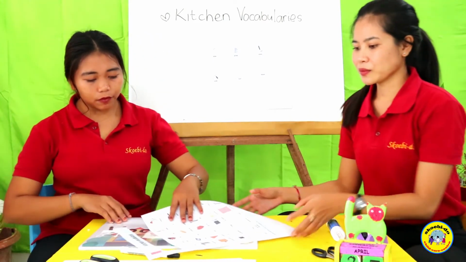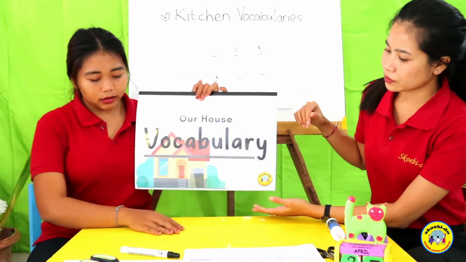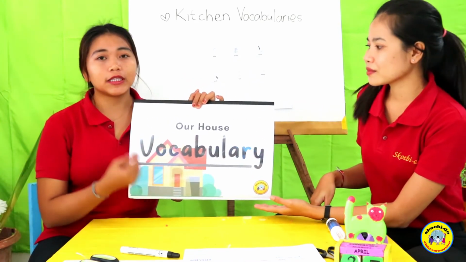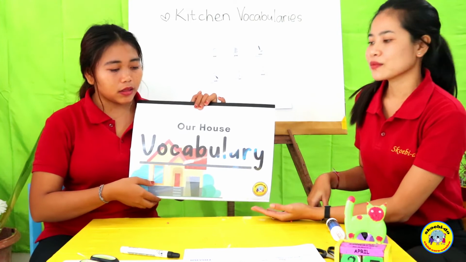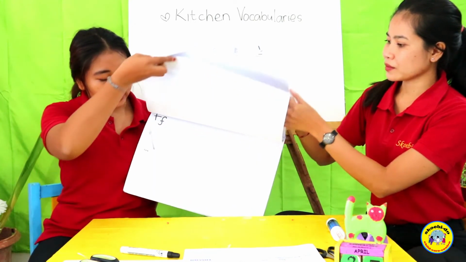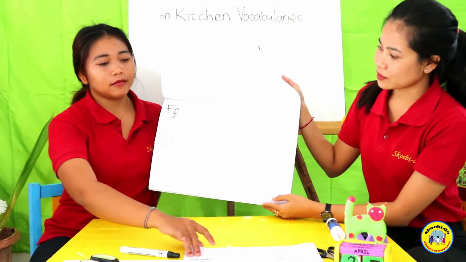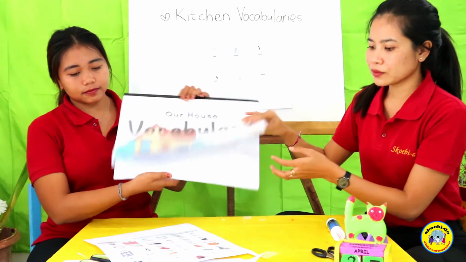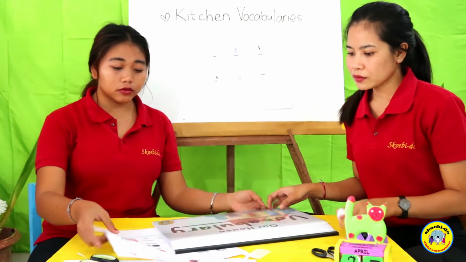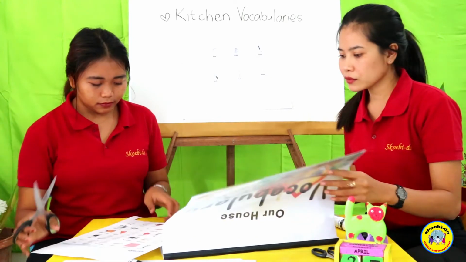Okay, now let's move to the vocabulary book. As you know, we're going to stick the picture on each page that has the same first letter. Okay, now let's start. I want to use this one.